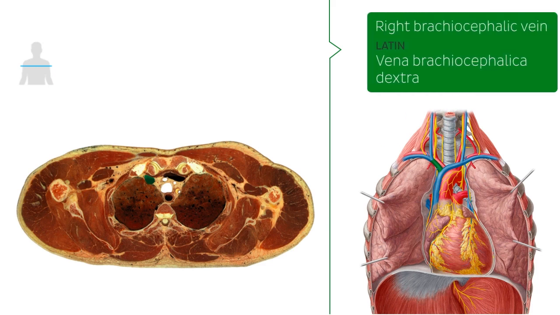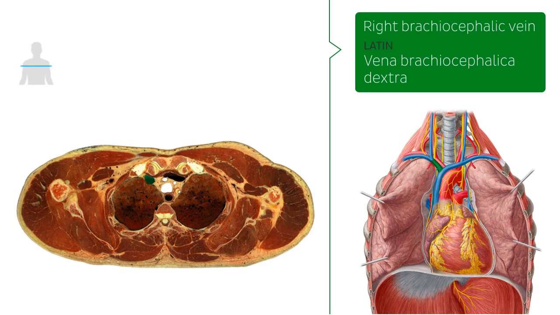So now let's take a look at a couple of veins that are located in proximity to the previous vessels. And the first vein that we're going to talk about is the right brachiocephalic vein, which, as you can see in the illustration on the right, is the continuation of the right subclavian and right jugular veins. And I'll just point them out, so our right subclavian over here and our right jugular over here.